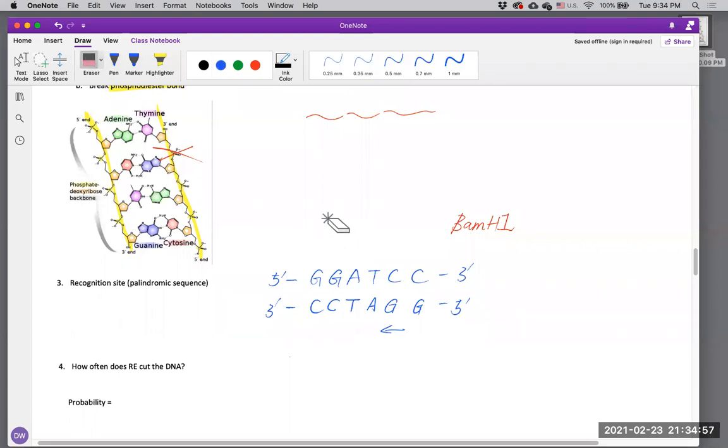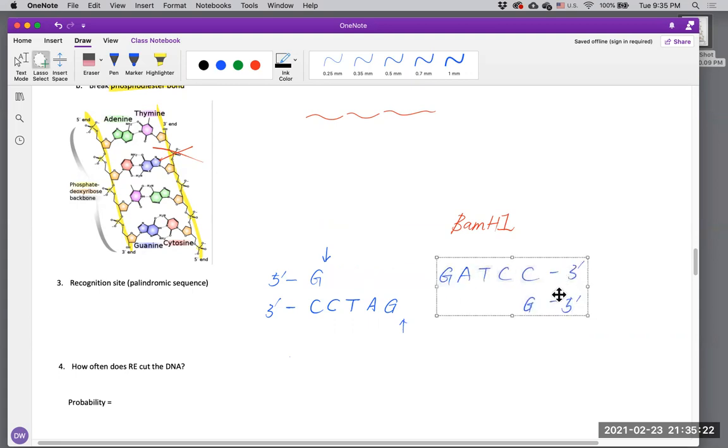And for BamHI, it's going to cut the DNA strand open between the two Gs. So it's going to cut here, and it's also going to cut here. The result of it is that both strands are broken open, right? And then the result is basically this, and I can actually pull this away a little bit. So this is the result of BamHI digestion.